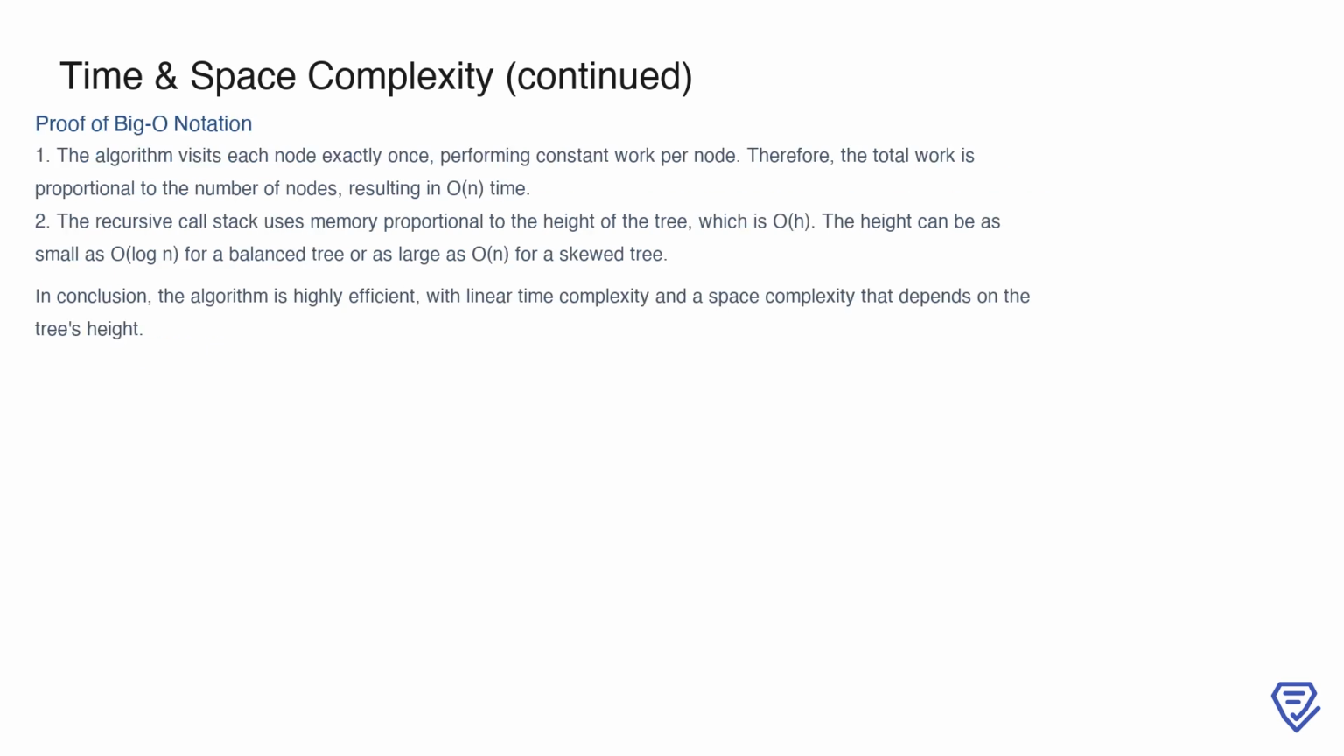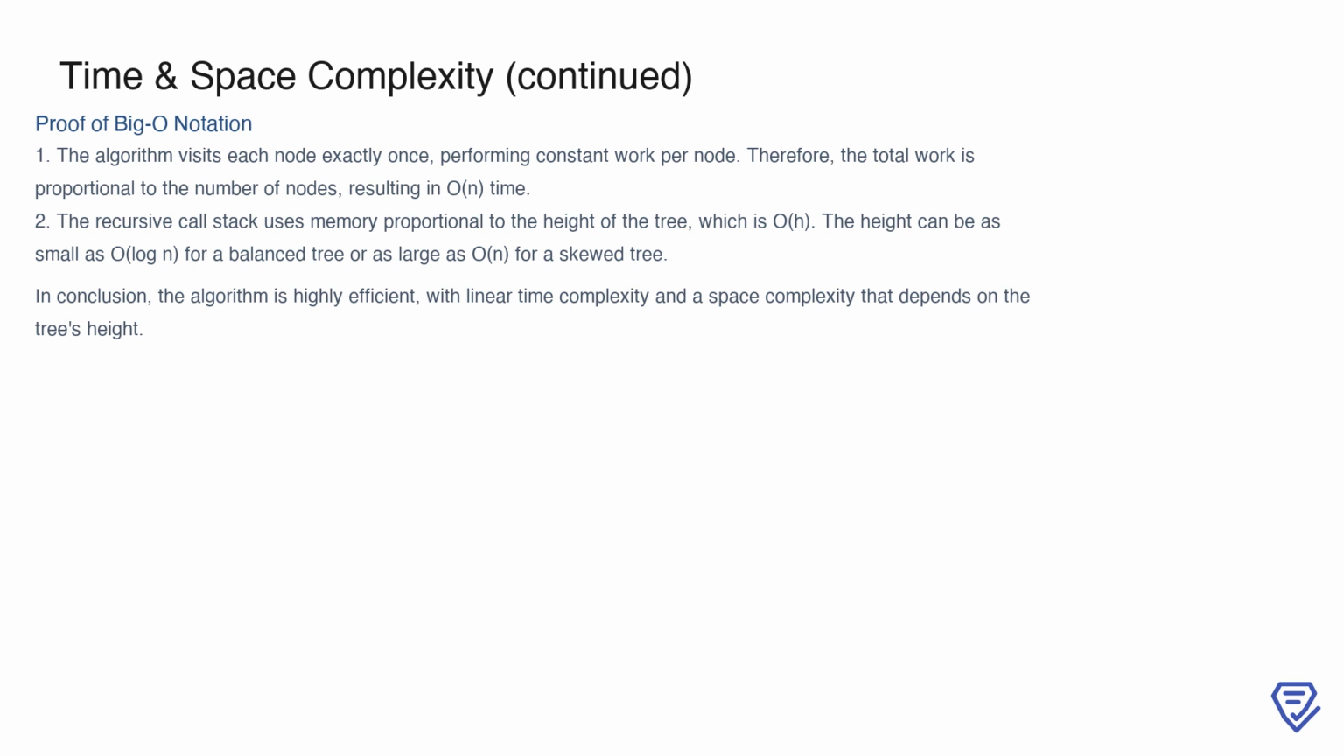To solidify our understanding, let's discuss the proof of the big O notation. The algorithm processes each node exactly once during the depth-first traversal, and at each node, it performs a constant amount of work. This means the total amount of work done is directly proportional to the number of nodes in the tree, giving the algorithm a time complexity of O(n).